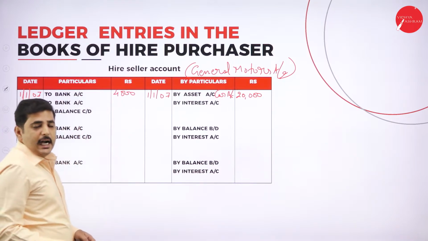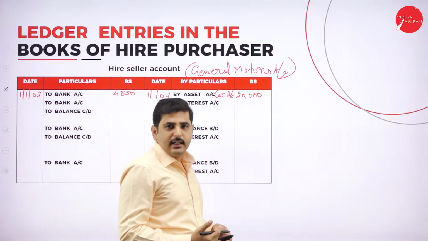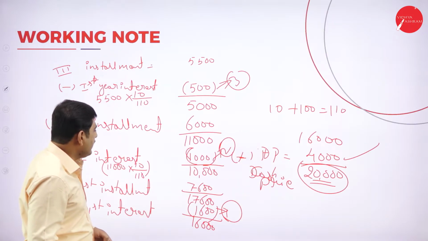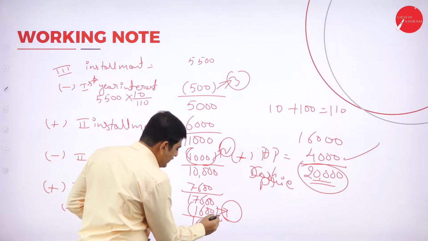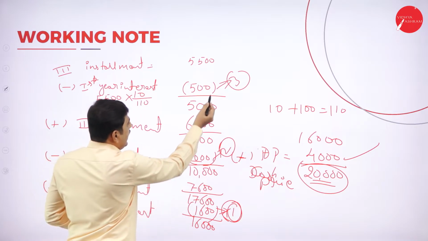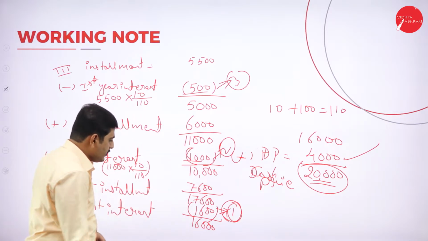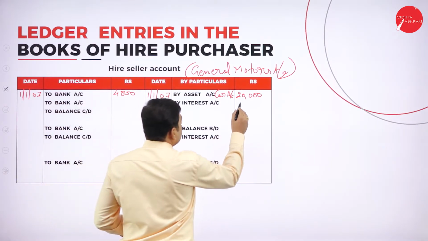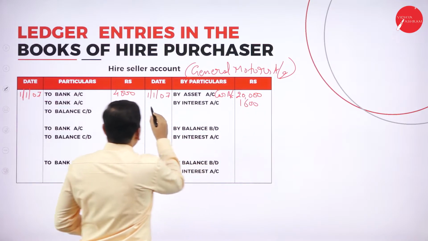Next one, at the end of the year we are going to calculate the interest. What is the first year interest? See, already we have calculated the interest here. The first year interest is 1,600. This is the first year interest, this is second year interest, and this is third year interest. So 1,600 is the first year interest. Let's write the interest here, 1,600.